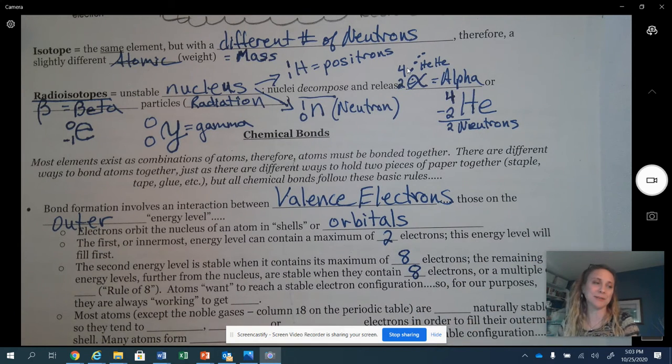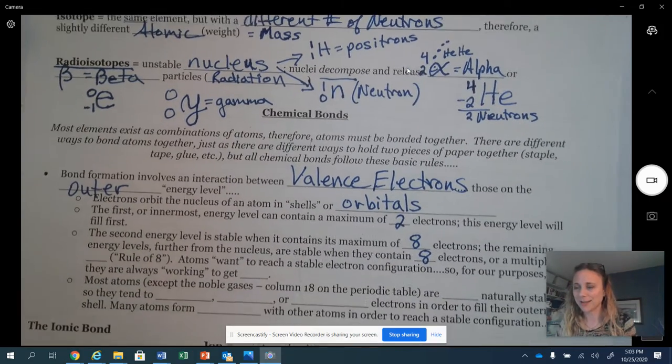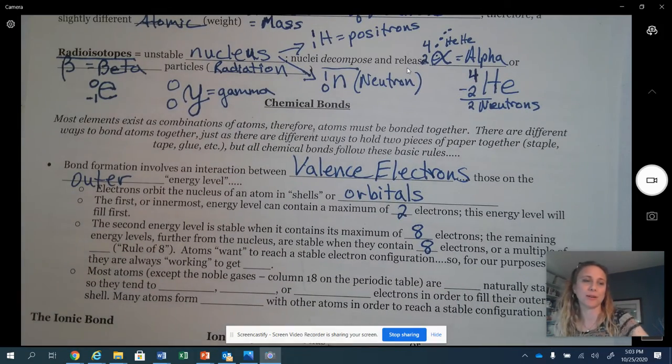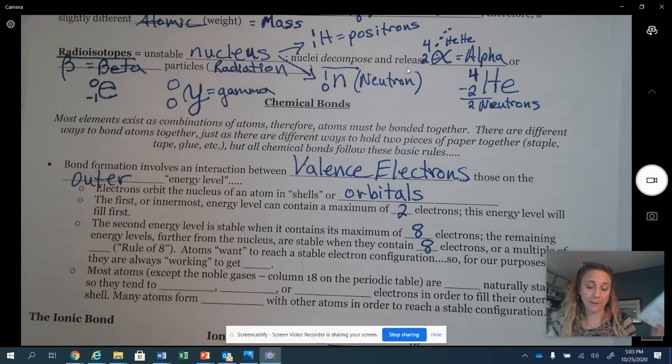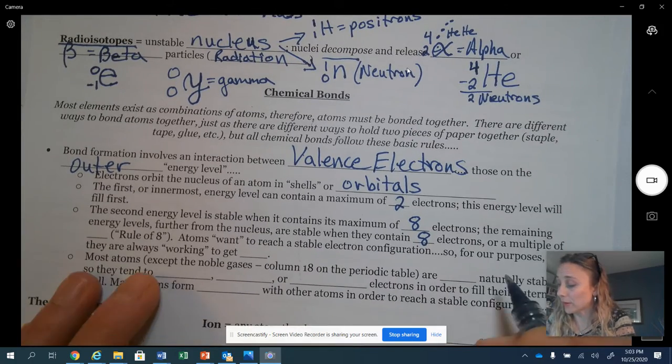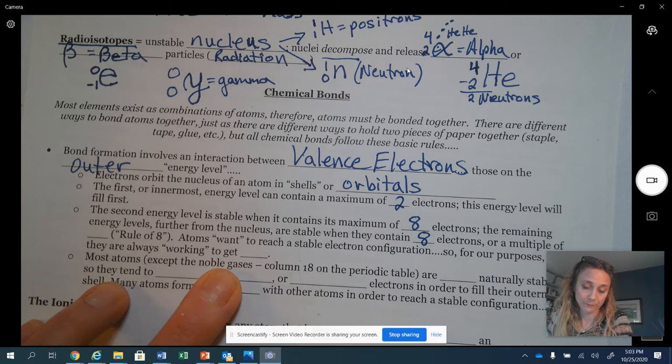Now, there's some hanky business with the extra large atoms, or larger atoms, because they start to put electrons in a weird drop D orbital, I like to call it. But we're not going to study that in this class. We're going to talk about 2, 8, and 8, the rule of 8. Okay? Atoms wanting to reach a stable configuration are pretty much always wanting to get 8 electrons to be stable, right?